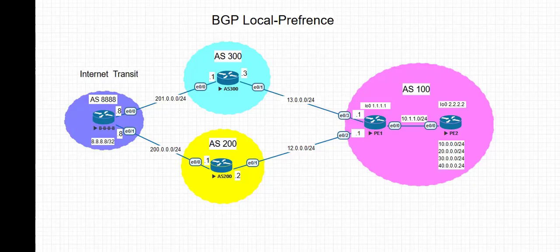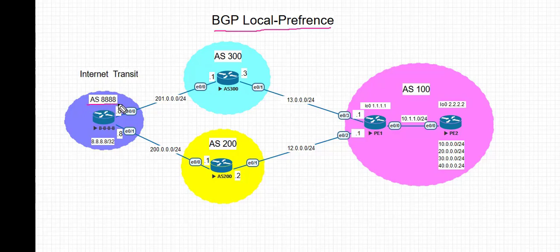BGP uses the local preference value as a metric to decide how traffic should leave the AS, preferring the route with the highest local preference value. The default local preference value is 100. If a path is desired out of a particular AS, then the higher local preference is applied inbound on the BGP peering on that router.